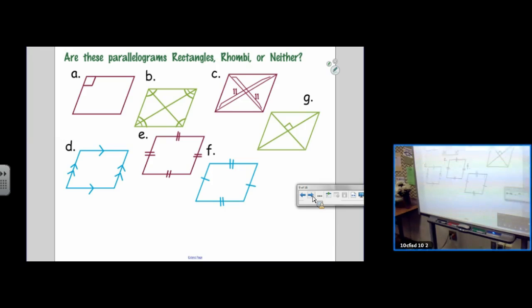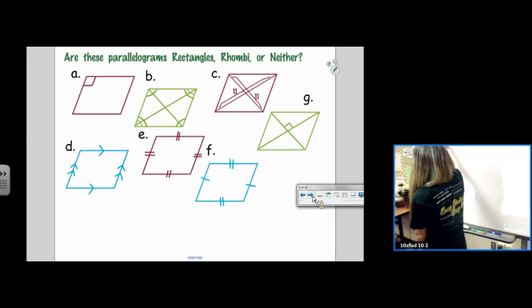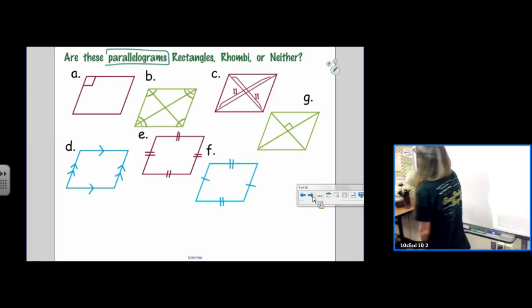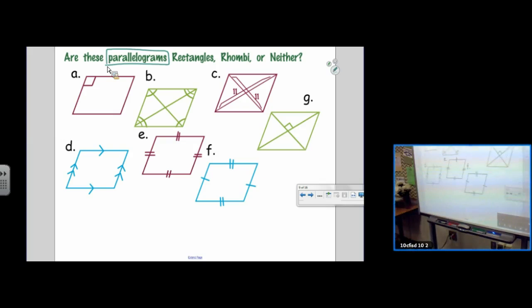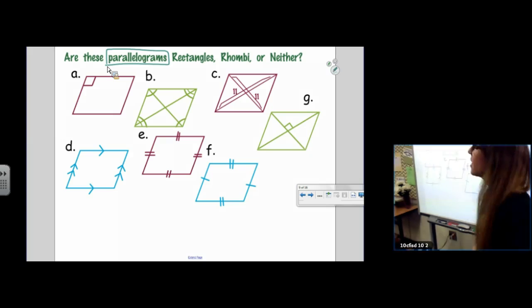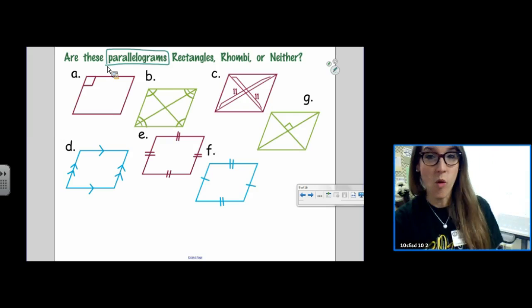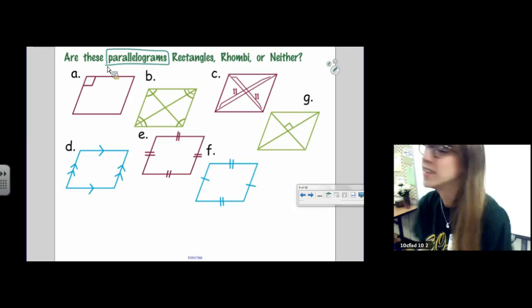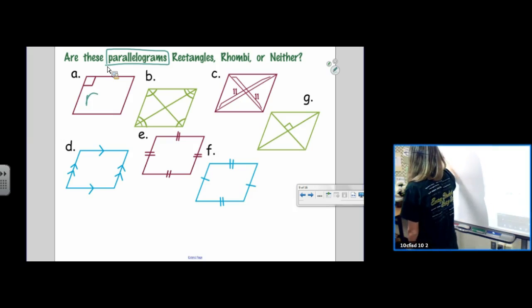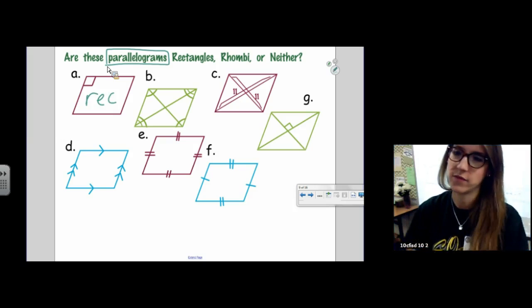All right, so this kind of looks like the warm-up again. Are these parallelograms rectangles, rhombi, or neither? So look at that. They are telling us straight up that they are parallelograms. We want to know if they're rectangles, rhombi, or neither. So look at A. Look at your list you just wrote. That's a parallelogram with one right angle. Can we say it's a rectangle? Is that enough? Absolutely enough. It is a rectangle. Good.